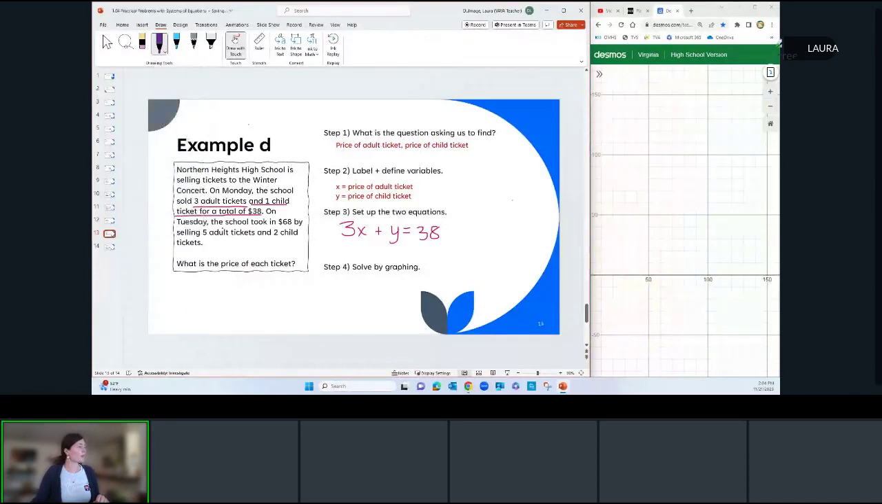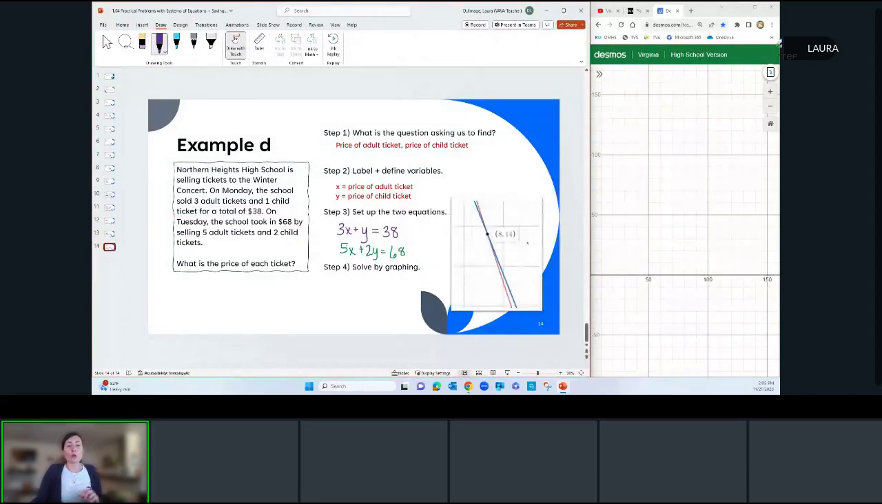Our next equation is going to represent what happened on Tuesday. A total of $68 selling 5 adult and 2 child tickets. So 5X plus 2Y equals 68. When we solve this last equation by graphing, we will get an intersection point at 8, 14.